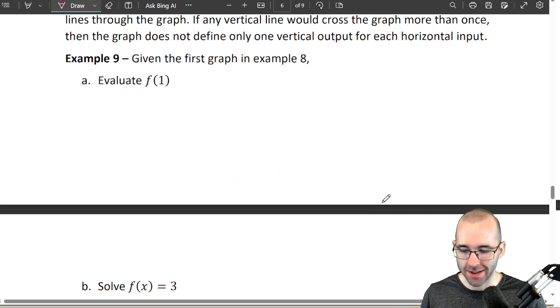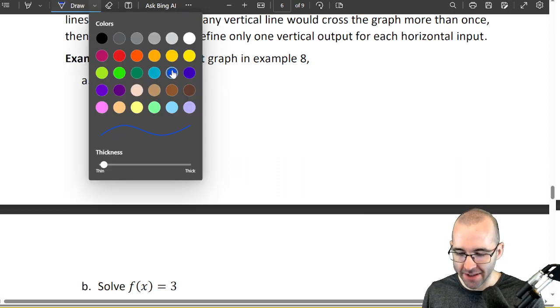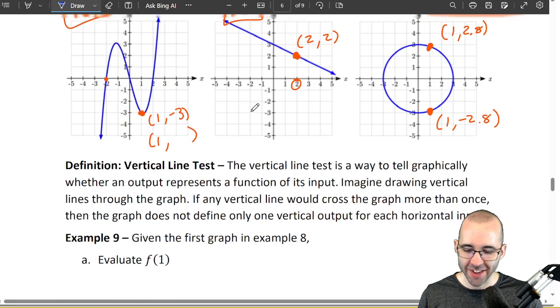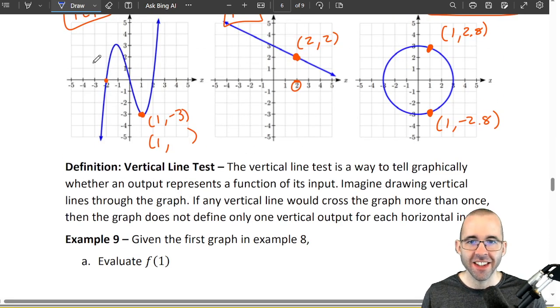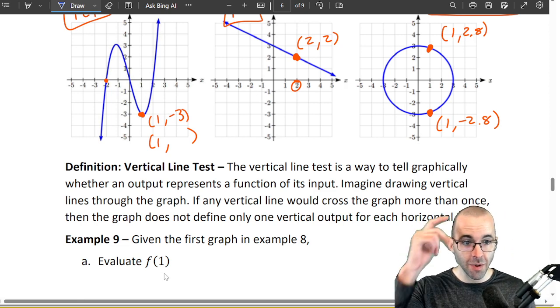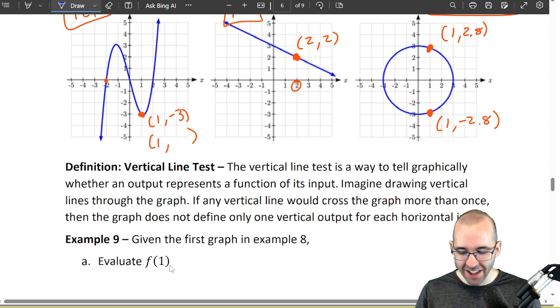And whoa, just went black there for a second. Look at example 9. Given the first graph and example, let's go back to this graph. Evaluate f of 1. So again, evaluate, that was from the last video. It says, I give you an input, and I'm curious what the output is.